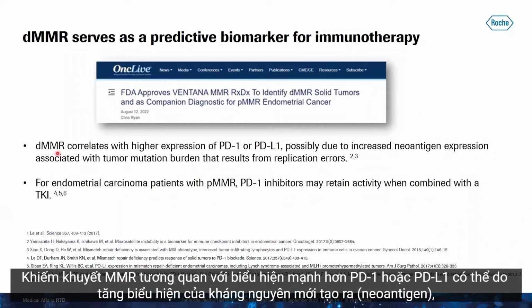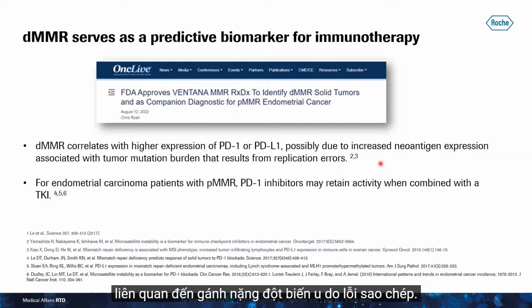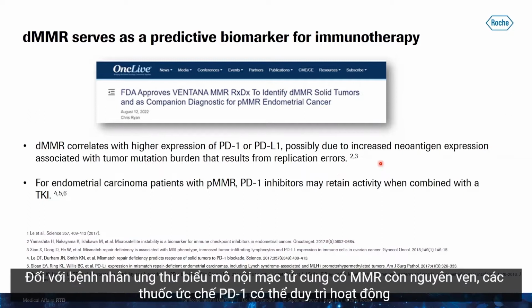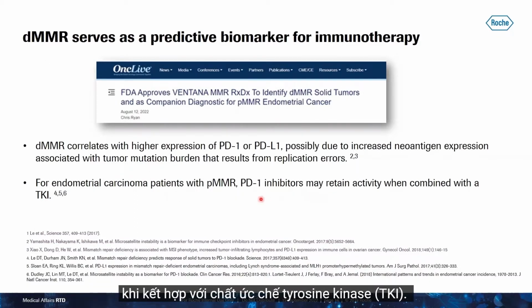Now, deficient MMR correlates with higher expression of PD-1 or PD-L1, possibly due to increased neoantigen expression associated with tumor mutation burden that results from replication errors. For endometrial carcinoma patients with proficient MMR, PD-1 inhibitors may retain activity when combined with a tyrosine kinase inhibitor.